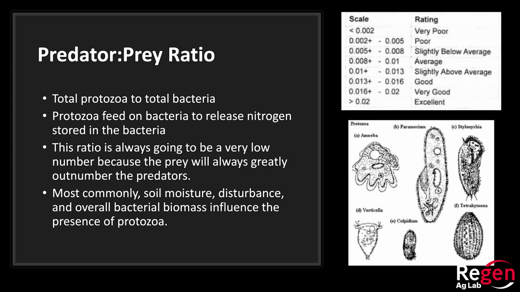The second one here is the predator to prey ratio. This is protozoans to bacteria. Protozoans graze on bacteria in the soil, and the process of doing so helps release nutrients. So bacteria have a C to N ratio on average of around 3-to-1. They're little bags of nitrogen fertilizer. Protozoans, on the other hand, have a C to N ratio of around 15-to-1, again, on average.